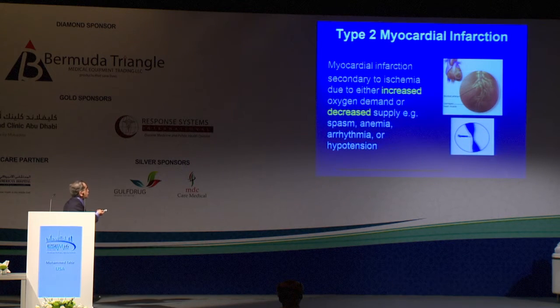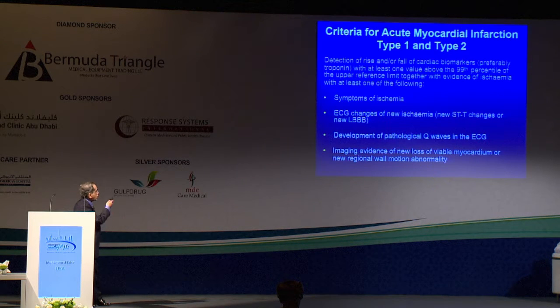So, type 2 myocardial infarction. Myocardial infarction secondary to ischemia due to either increased oxygen demand or supply. Whether it's due to a vasospasm, anemia, hypotension, arrhythmia, all comes into this category. So I went through all these things about the type 2 MI. I don't have to go through it. It would be the same thing, the definition of why you say that it's a type 1 MI.